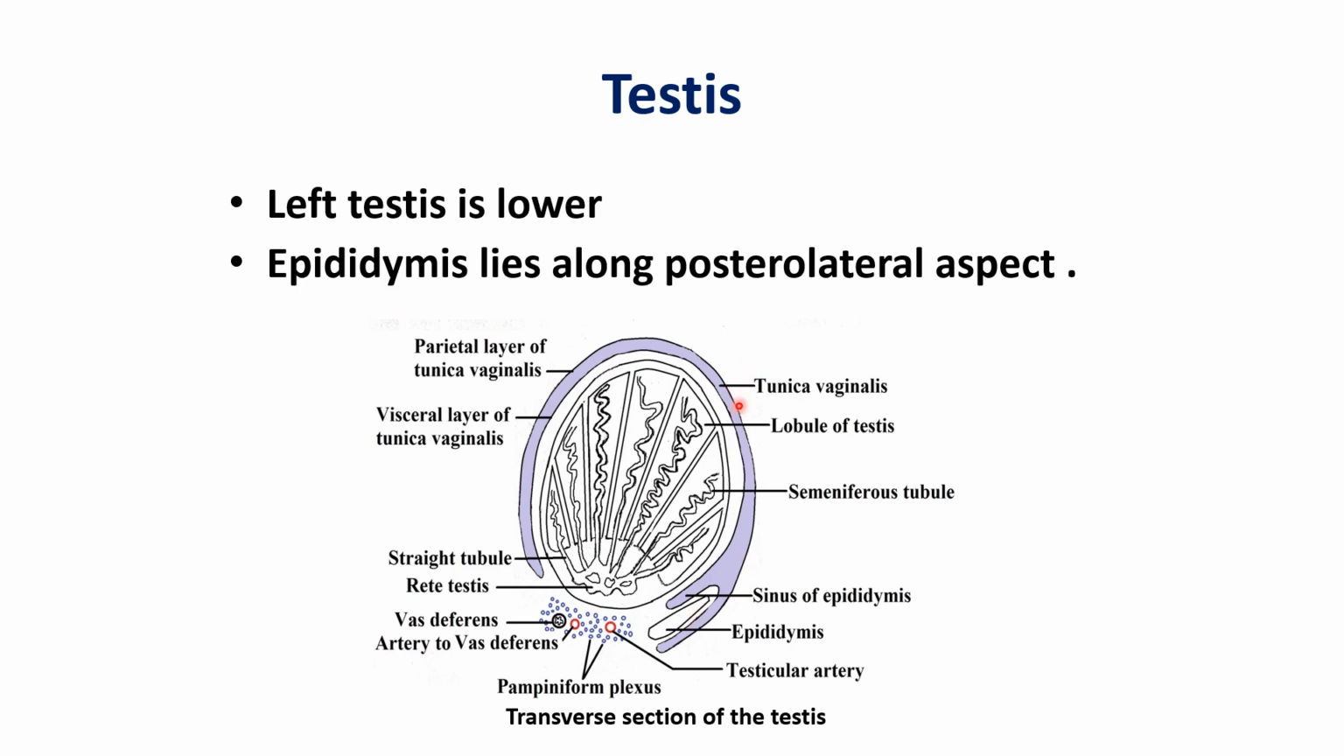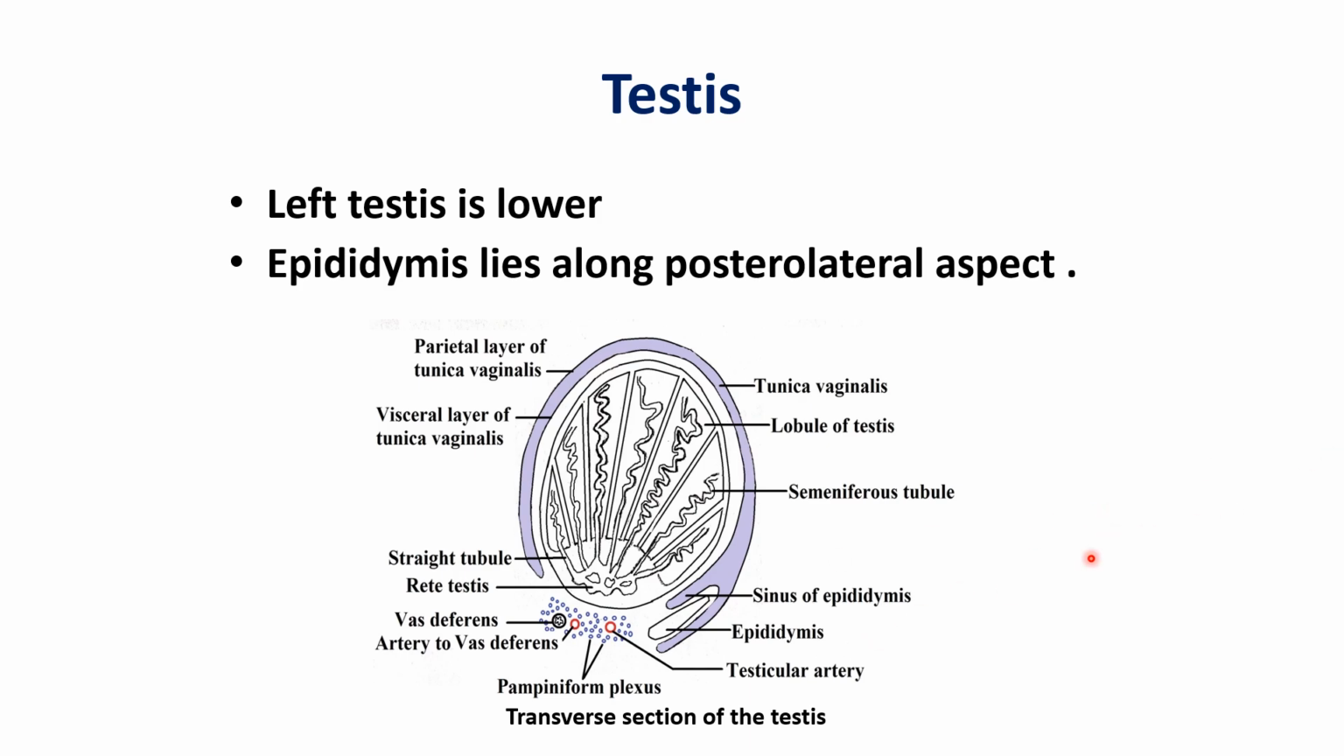Now this is the tunica vaginalis, the remaining portion of the processus vaginalis, which forms a covering around the testes. An extension of the tunica vaginalis in relation to the epididymis is known as the sinus of epididymis. So the coverings of the testes are tunica vaginalis and tunica albuginea, which is a white fibrous tissue. This tunica albuginea forms the mediastinum testis, from which septa divide the substance of the testes into different lobules. There are around 300 lobules in the human testes.